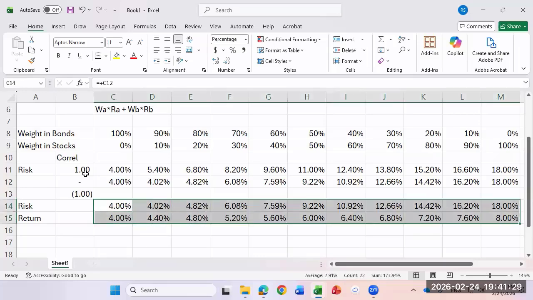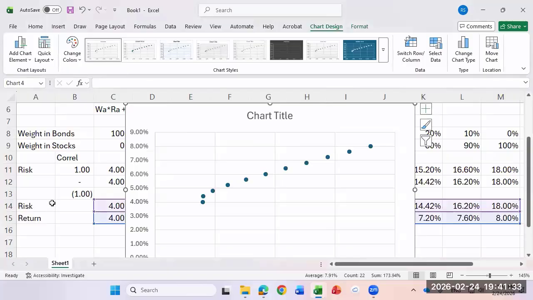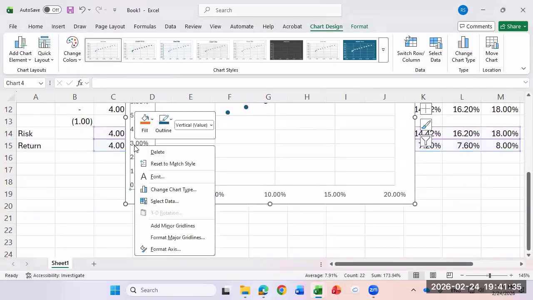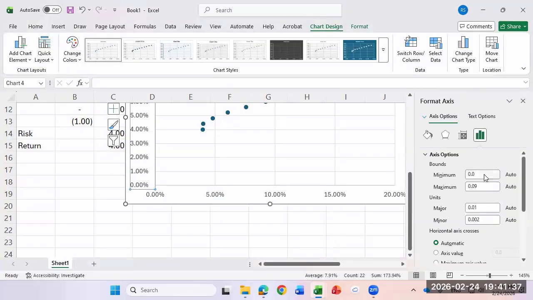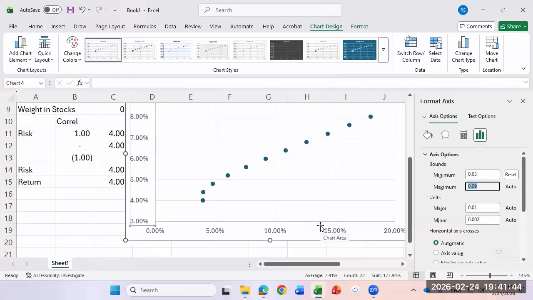So when we graph this, we get something that looks like what? You'll recognize this? That look familiar? The efficient frontier, right? So the question is, where was that original line? The original line was right here.